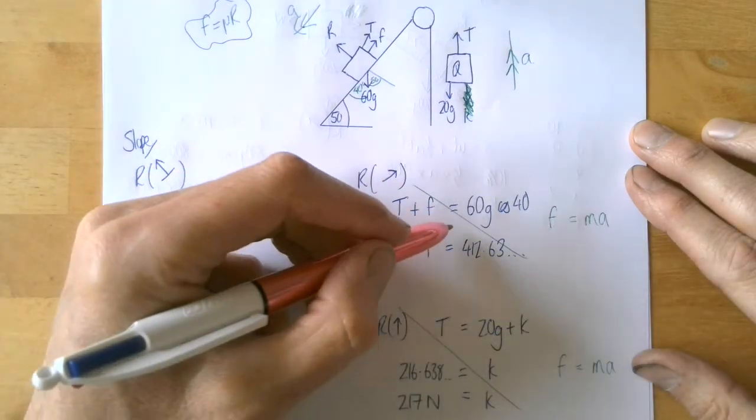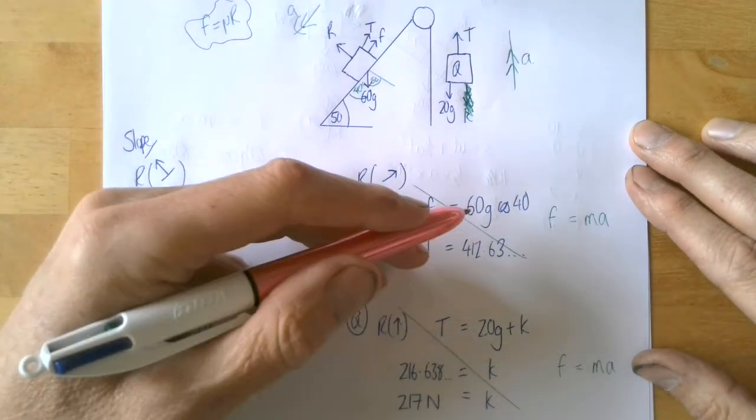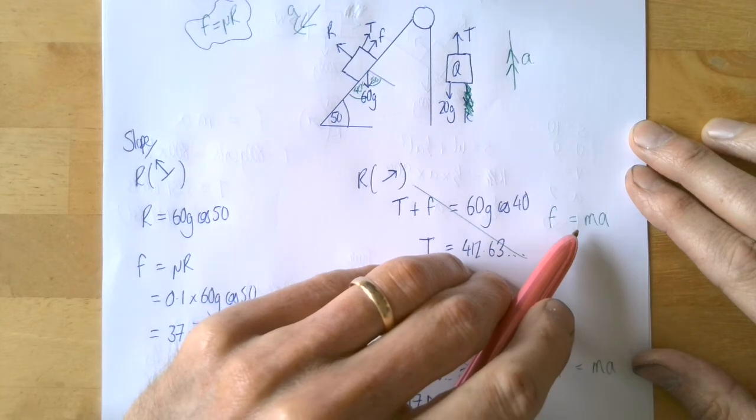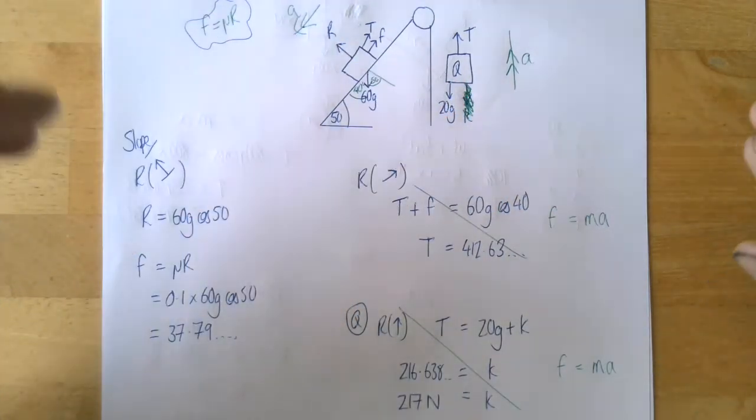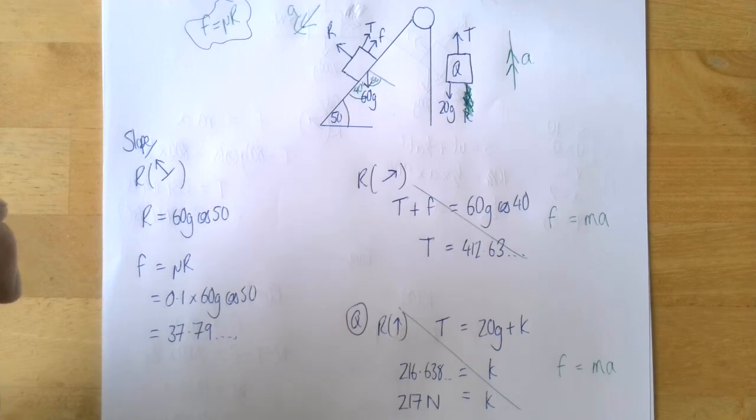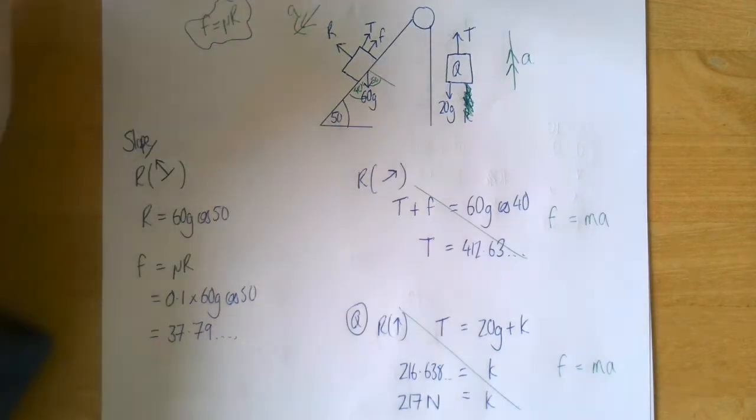So see if you can rerun these two calculations, turning them into F equals ma calculations. Once that K has gone, you're going to get simultaneous equations. So see if you can solve those simultaneous equations.